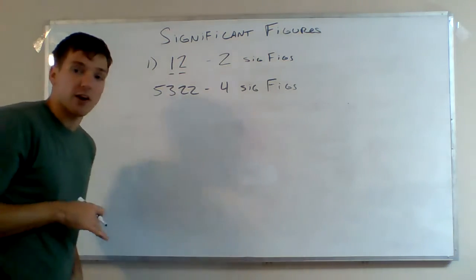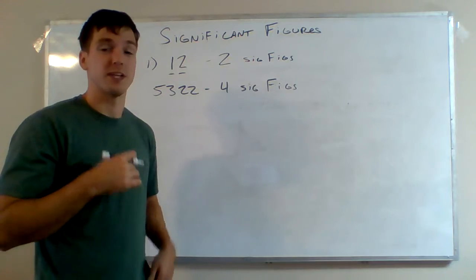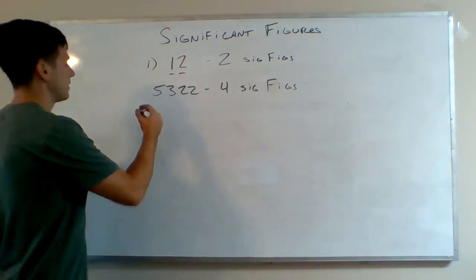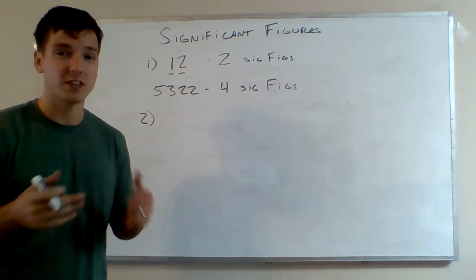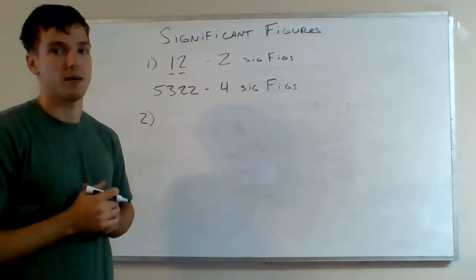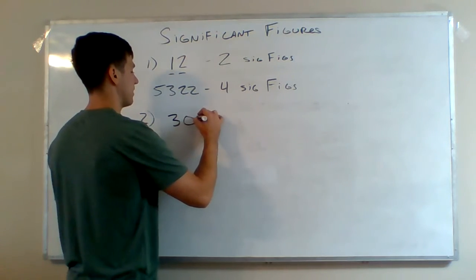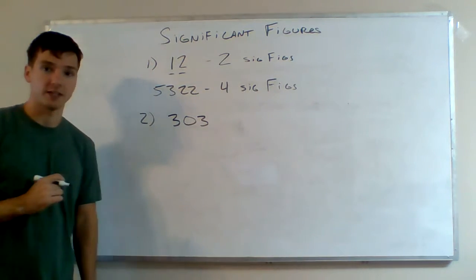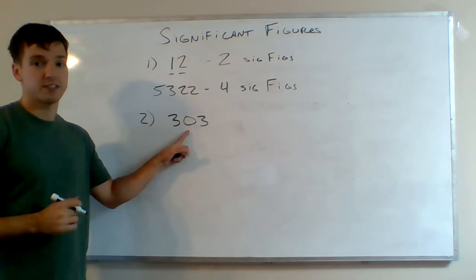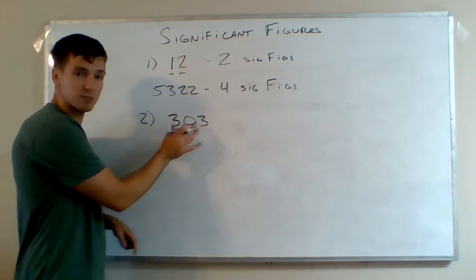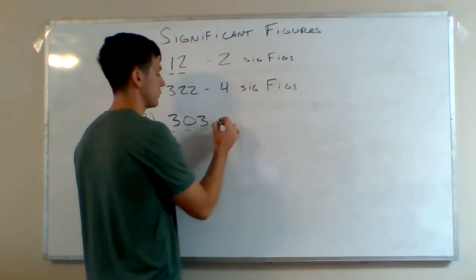The tricky part is where we get zeros. Zeros are really tricky. We got to figure out when to count them or not. Let me give you a for sure when you're always going to count zeros. You're always going to count zeros when they're trapped in between two non-zero numbers. So, something like 303, okay? Do we count that zero? The answer is yes. If it is trapped in between two non-zero numbers, we're going to count it. So I have 1, 2, 3 sig figs.